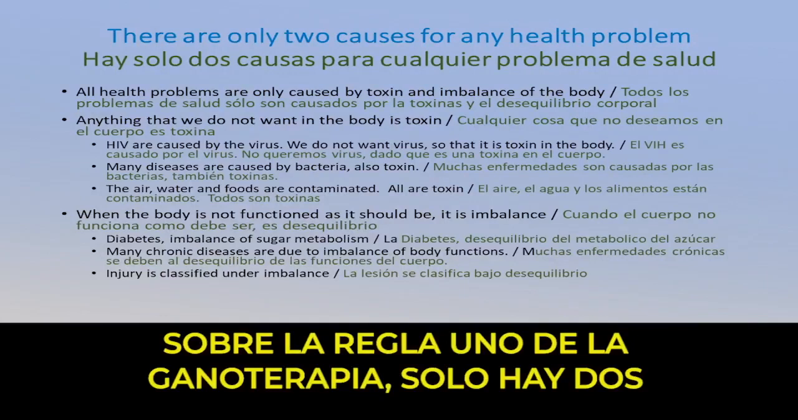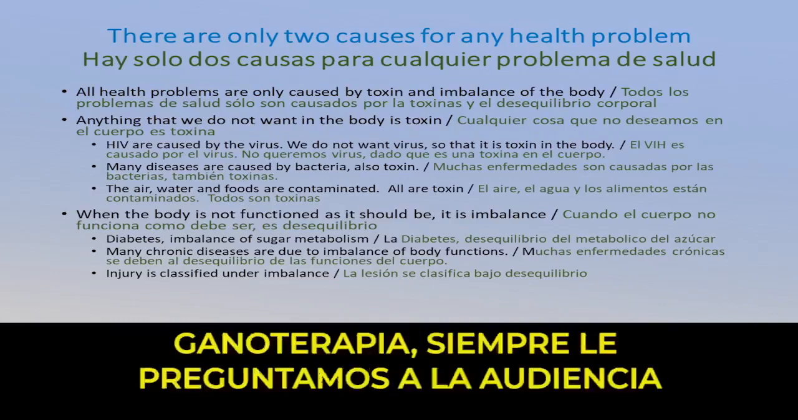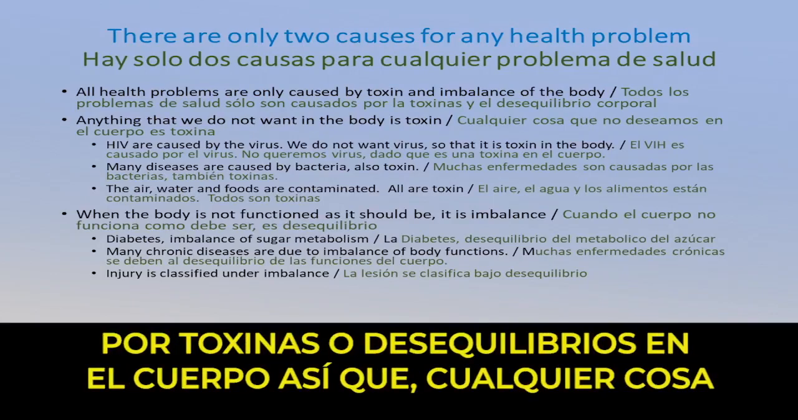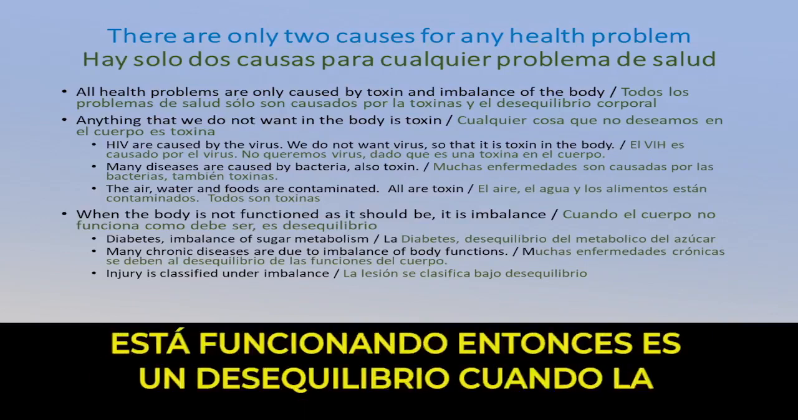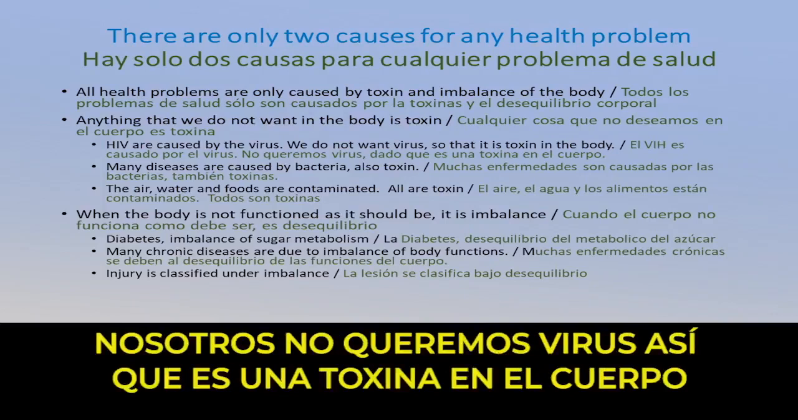Coming to rule 1 of Ganoterapy, there are only 2 causes for any health problem. Before we start this Ganoterapy, we always ask the audience, can you think of any disease that is not caused by toxins or imbalance? Okay, so anything that we do not want in the body is toxin. When the body does not function as it should, it is imbalance. Many people ask, how about HIV? HIV is caused by the virus. We don't want virus, so it is toxin in the body.